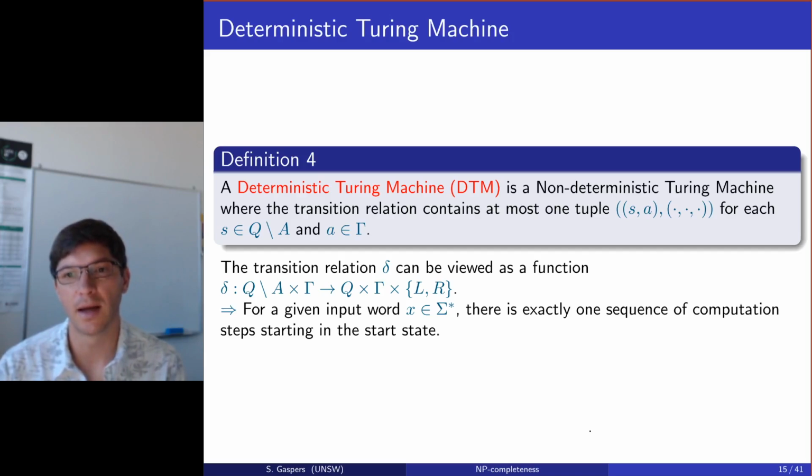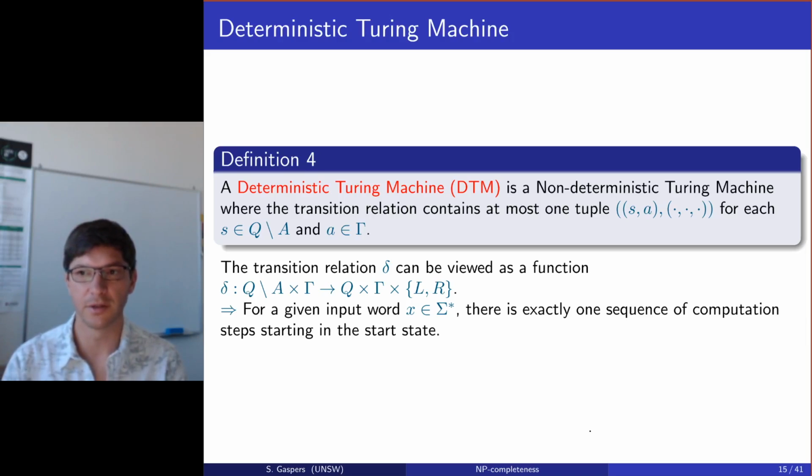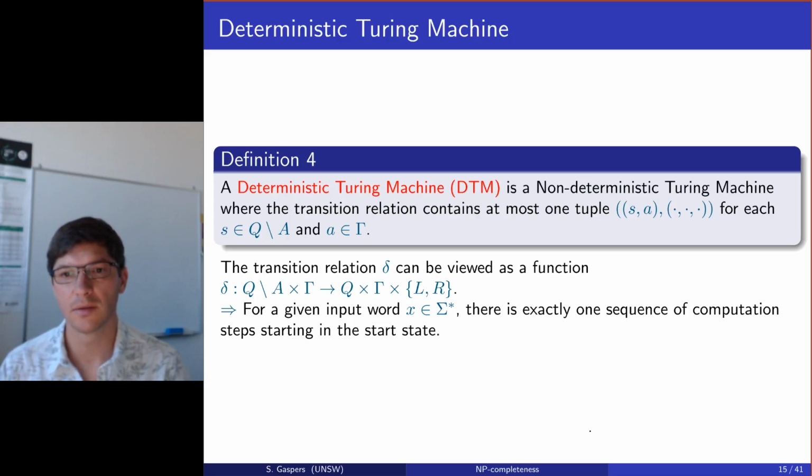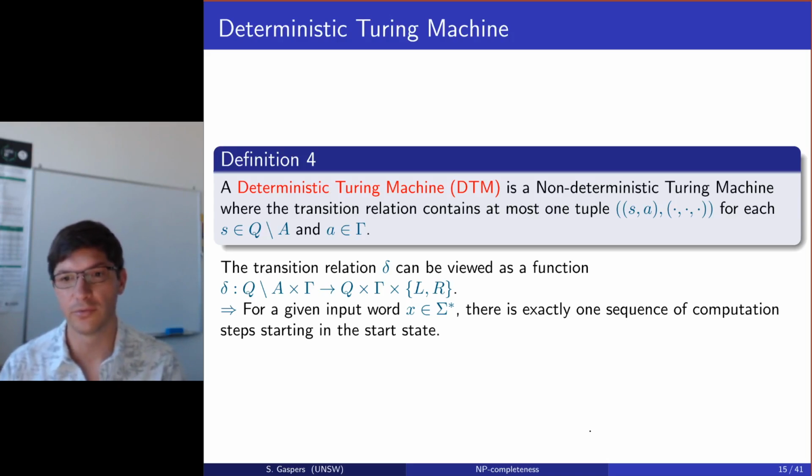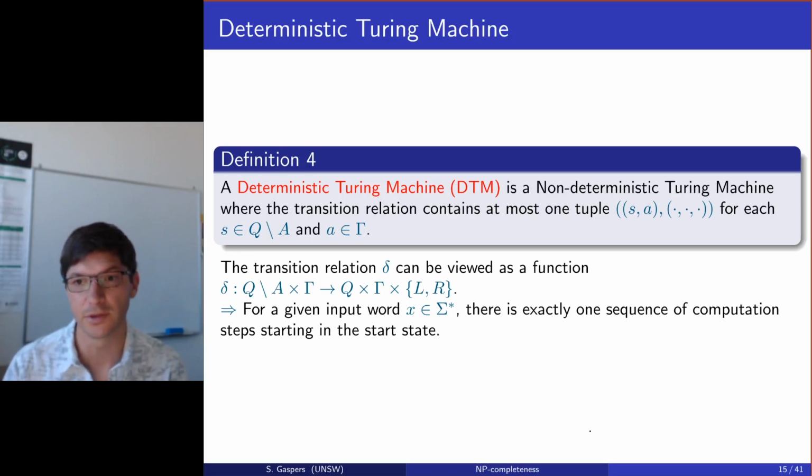And therefore we can now view the transition relation as a function, which is basically a function that for a given state and symbol gives us what we should do. So it gives us the new state, the symbol it should write, and whether to transition left or right. Now, for a given input word x, there exists exactly one sequence of computation steps starting in the start state, if we have a deterministic Turing machine. So there's no choice that the machine can make. It is forced to follow the transitions that are defined in the transition function.